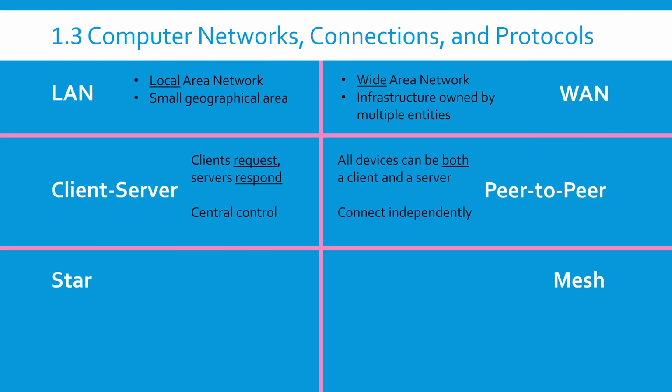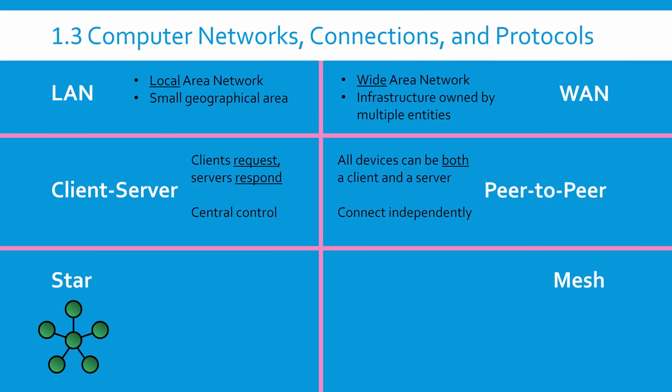In a peer-to-peer network, there is not this central control because all devices can flip between being or acting as a client and a server. So pairs of devices can connect independently. There's no oversight particularly because any device can connect to any other device and share information directly.